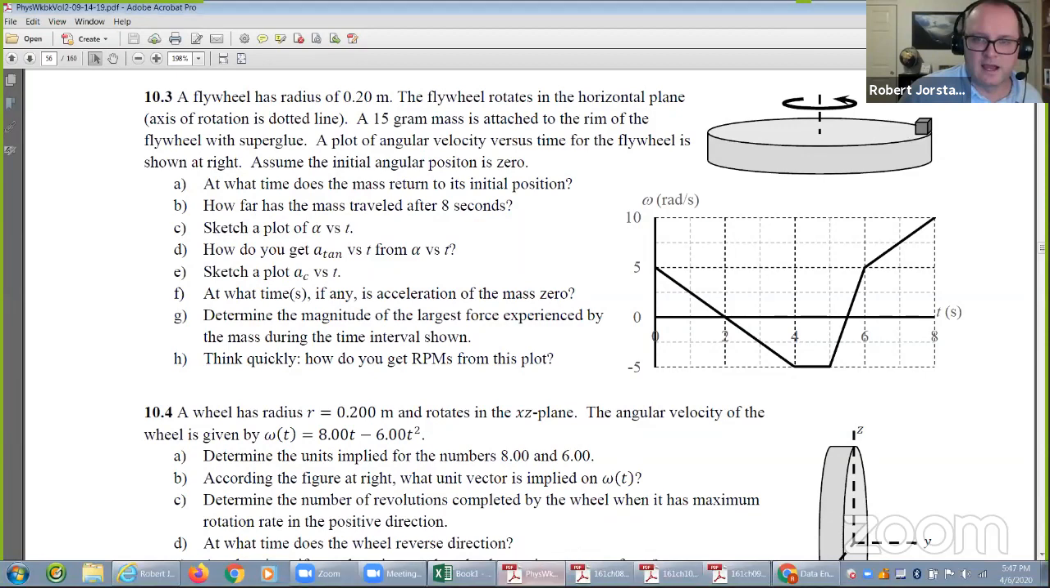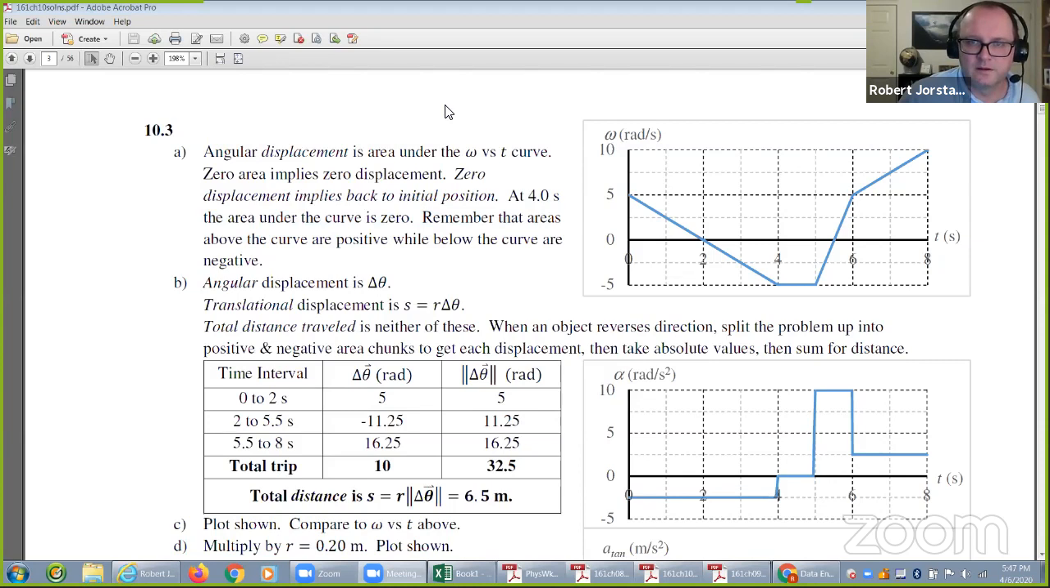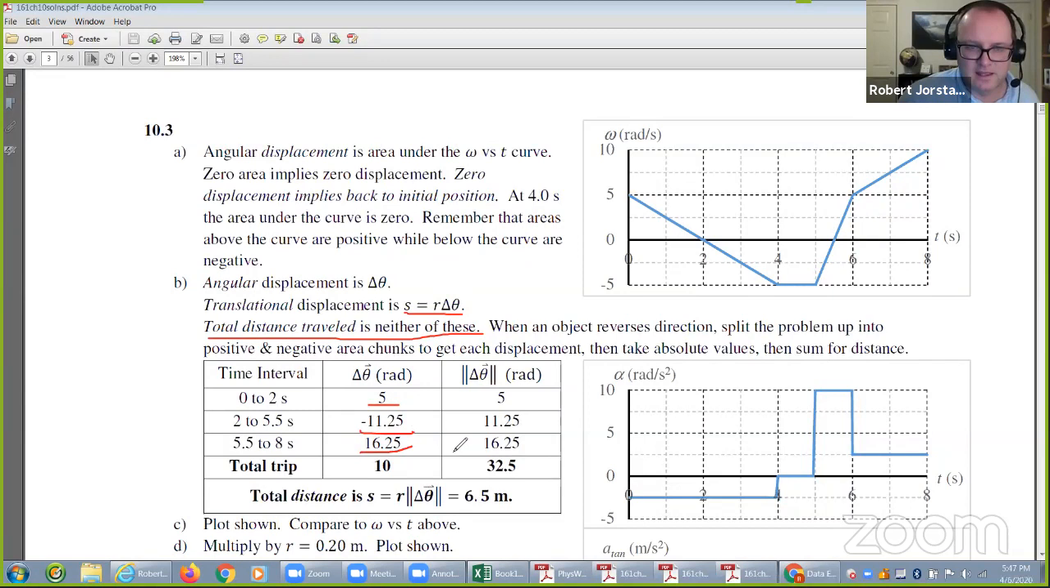The idea is, whoops, there it is. In this case, okay, we want to get this, but total distance traveled, that's a sneaky question. I get all of the different delta thetas, and then I get the absolute value of these. And so this will tell me how much angle it has total traveled. This tells me how much angle it is displaced. So I have a total displacement of 10, but a total angular travel of 32.5 radians. And so distance is then R times that.